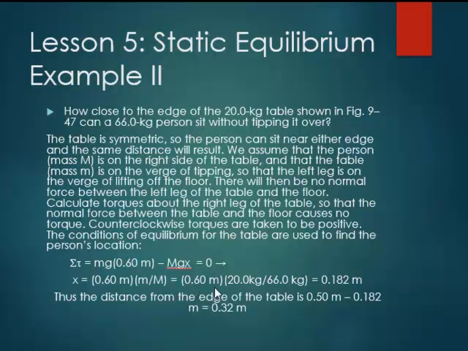So now we get 0.6 m times 20 over 66. That ratio is going to be smaller than 1, so we're going to get a value much less, or 0.182 m. Thus the distance from the edge of the table is 0.5 m minus 0.182 m, or 0.32 meters, or 32 centimeters. So this was a good example of how we used some common sense.